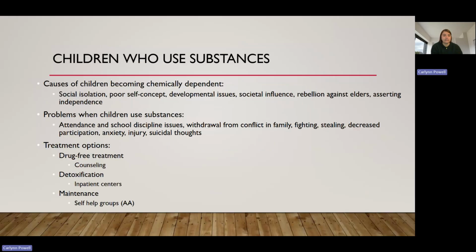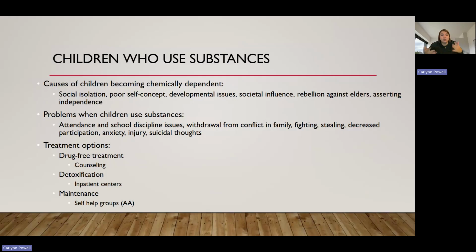Children who then use substances. So causes of children that could become chemically dependent. If you're socially isolated, you have a poor self-concept or poor self-image, developmental issues, societal influence, rebellion against elders, asserting independence. As I'm reading this, your brain should be like, oh my gosh, I've heard her say all these things in the last 20 minutes.